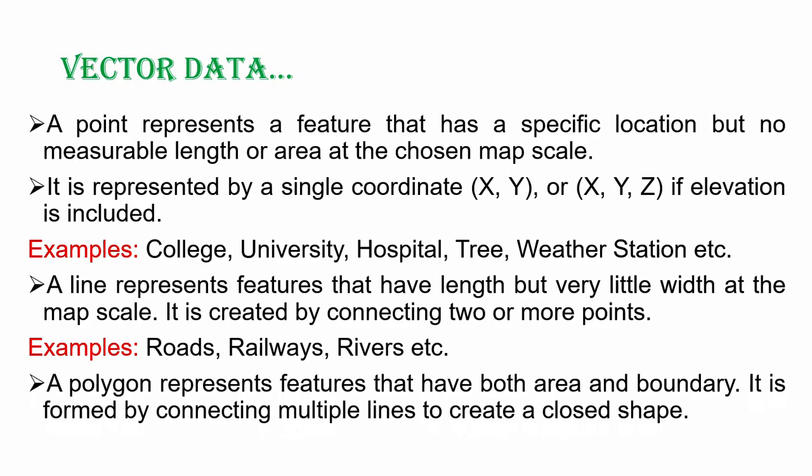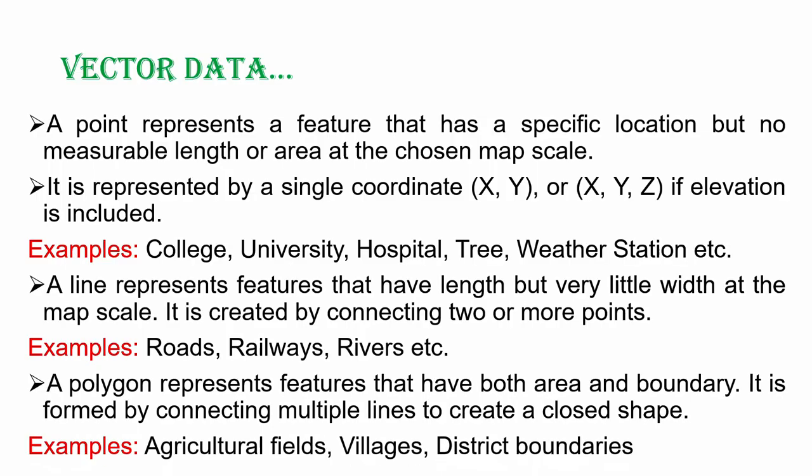A polygon represents features that have both area and boundary. A polygon is formed by connecting multiple lines to create a closed space. A polygon is a closed loop. For example, agricultural fields, village boundaries, district boundaries, state boundaries.